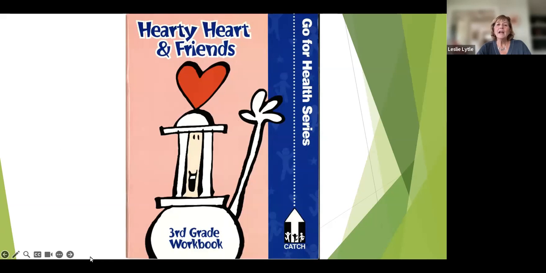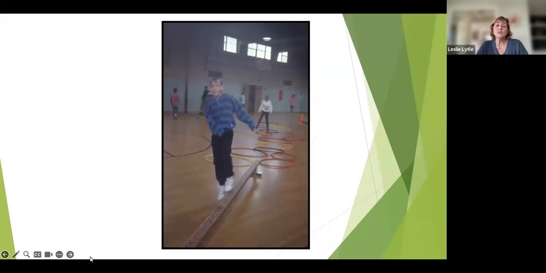We were comparing three school-based components with the three school-based components plus a family component. The school-based component included a health curriculum. It was Hearty Heart and Friends in 3rd grade and Go for Health 4 and 5 in 4th and 5th grade. Just like we did in TAG, we had a CATCH PE component where we retrained PE teachers to make PE class more active, more fun, and more inclusive for all the kids.